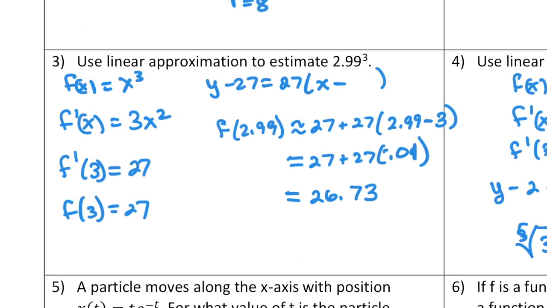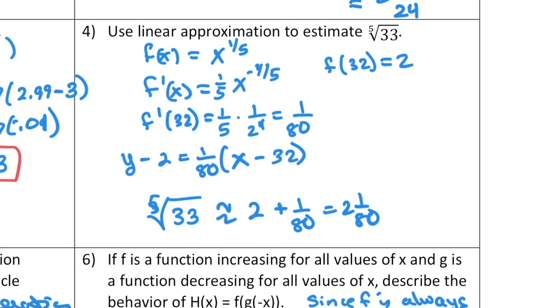Question number 3, you were looking for linear approximation to think about 2.99. So I'm hoping you set f of x equal to x to the third, found f prime of x, then knew that f prime at 3 was 27, but f of 3 is also 27. So when you substitute that, you have y minus your 27 is your slope, that's your derivative at 3, and x minus the x value that you're using, which was 3. So your answer is close to 27, which makes sense, but it's a little bit smaller.